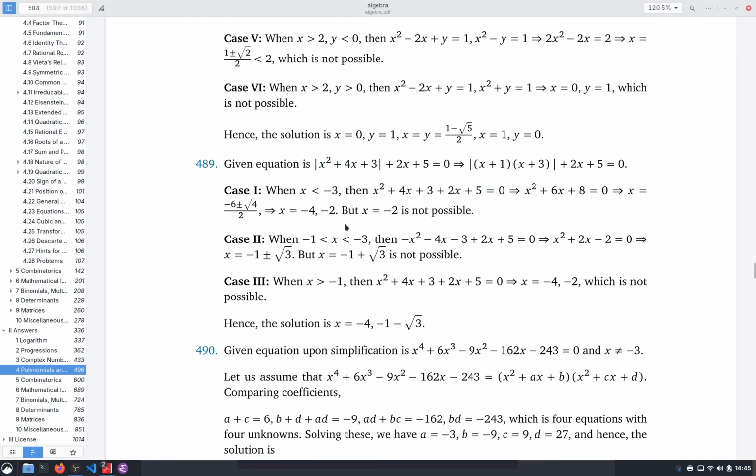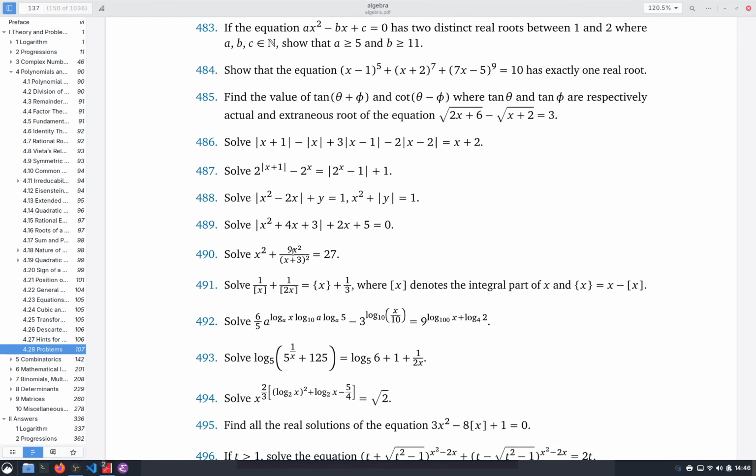And when x will be between the roots, the term inside mod will be negative. So when we solve this, we get x is equal to minus 1 plus minus square root of 3. But minus 1 plus root 3 is not possible because x is negative, and this is positive. And the third case will be when x will be greater than 1. So we'll have x squared plus 4x plus 3 plus 2x plus 5 is equal to 0. We will have x is equal to minus 4 and minus 2. Both are not possible. So we have two solutions, minus 4 from here and minus 1 minus root 3 from here.